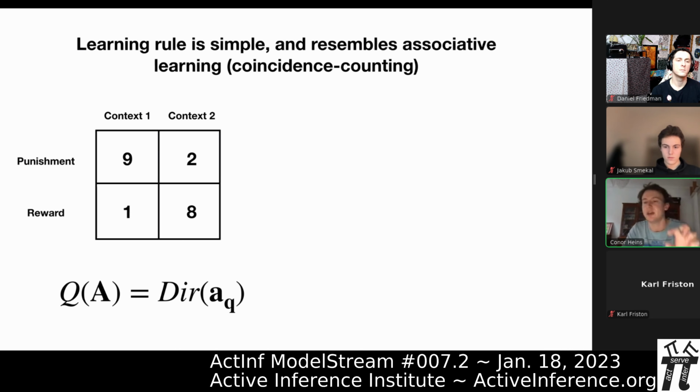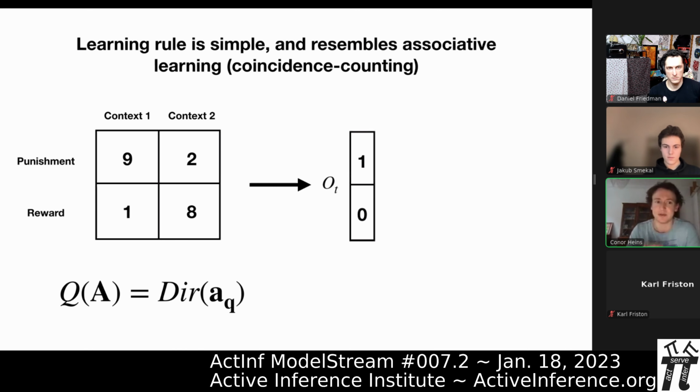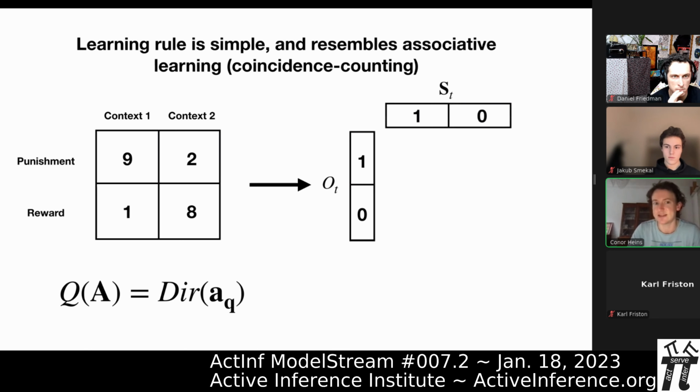So let's assume that our beliefs about the Dirichlet parameters were as they are now. So your beliefs about the A matrix. And then we get an observation. And let's say that we saw the observation of punishment. And that can be represented by this one hot vector. Now we want to update our beliefs about the A matrix given the observation. But to do that, what you also need is a belief about hidden states. And let's say that the agent was very confident that the hidden state was context 1.